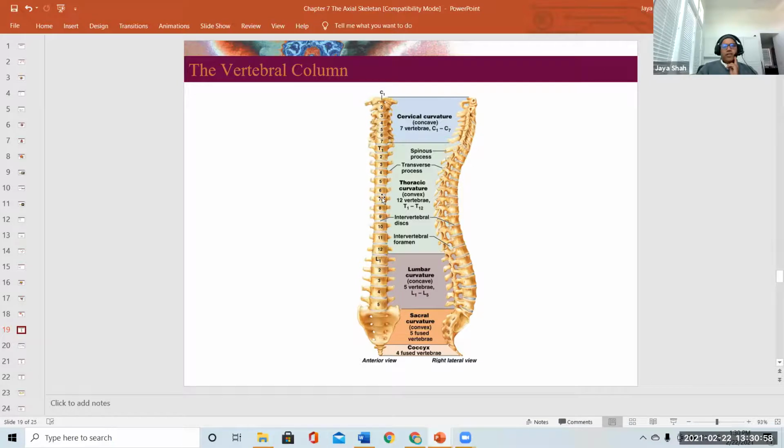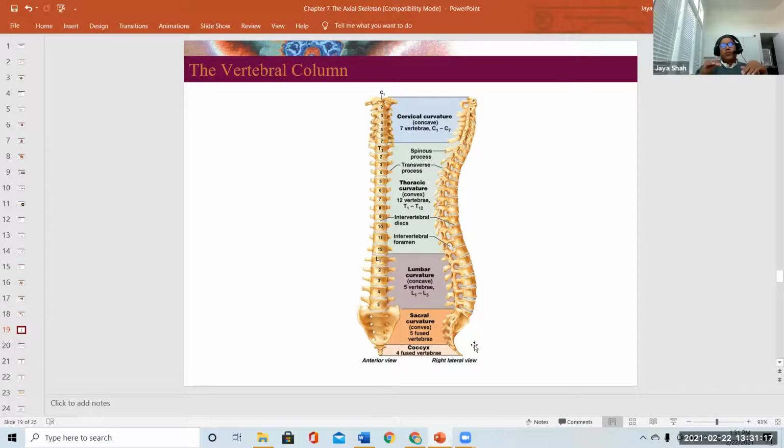If you see from the front, you can see these ones. You see there is a curved shape. Our spine is not straight, there is curvature. Here, cervical curvature, thoracic curvature, lumbar curvature, and sacral curvature.